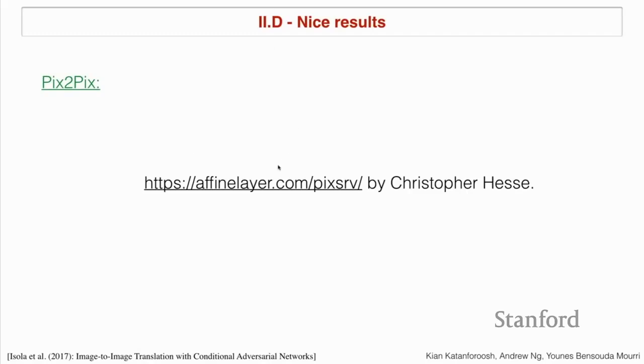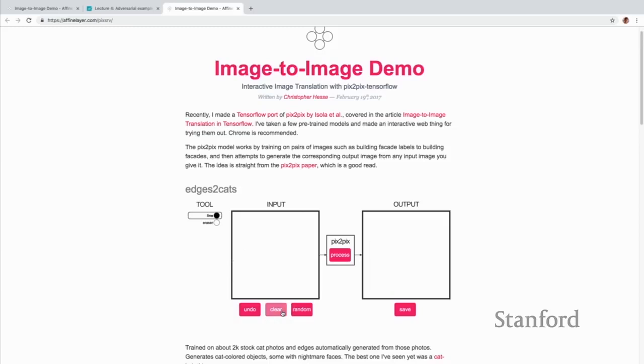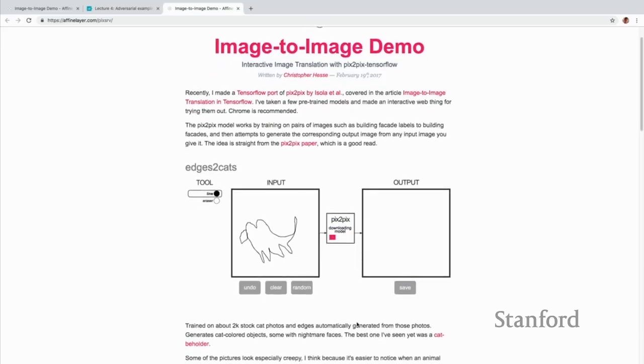So let's look at that. Okay, so this model is a conditional GAN that was conditioned on learning edges and generating cats based on the edges. So I'm going to try to draw a cat. Okay, I'm not a good drawer. It's a cat. Okay, it's going to download the model. I hope it's going to work.